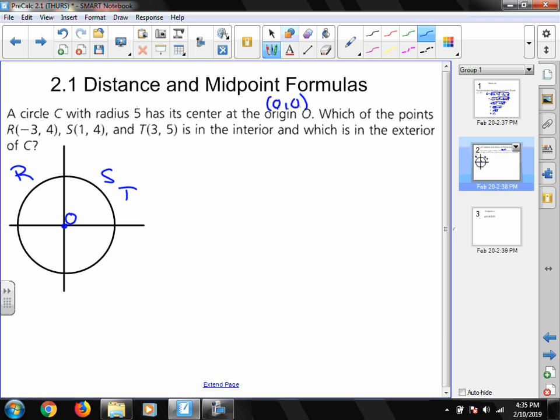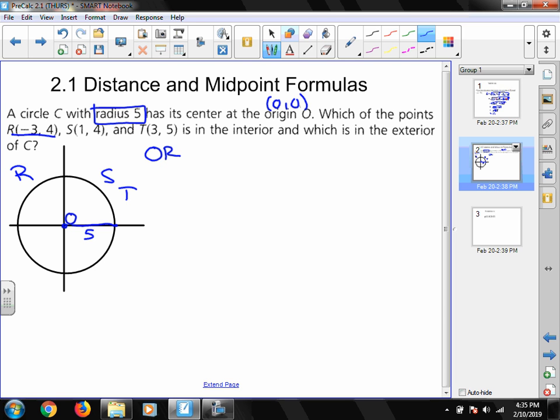The key to this whole problem is the fact that I have a radius of 5. Okay, so from here to here has a length of 5. Has a length of 5 all the way around. So in order to do this, we're going to use our distance formula. I need to find segment OR. I'm going to start with R because it's the first one listed.